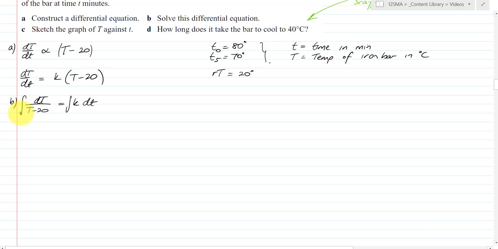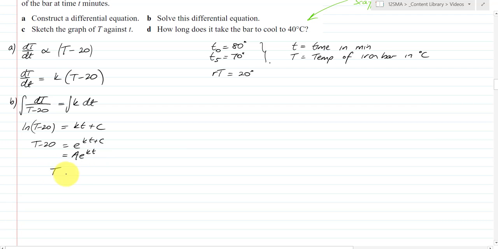This is me splitting this differential equation up to get the capital T values on one side and the little t values on the other side. Of course, this is equal to the natural log of T minus 20 divided by the derivative of the inside, which is just 1, equals kt plus some constant c. And you've seen in previous videos that I can now write this as T minus 20 equals e to the kt plus c, and that's equal to A e to the kt.